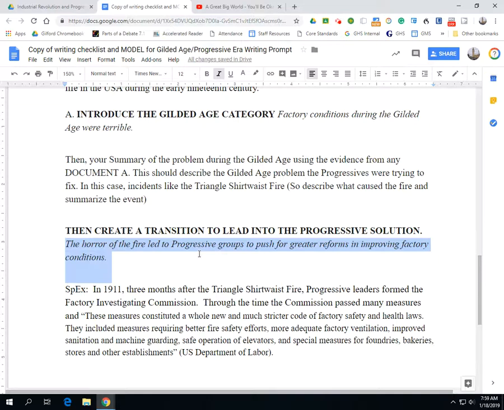So your transition and your bridge is not always going to look like the one that I have highlighted on the screen right now, but the idea is still there. I'm telling the reader that the horror of this particular event led people to push for greater reforms to improve factory conditions. So what I'm going to talk about next are those particular reforms. Just consider that as you go into your writing process. The intent of this sentence is to conclude the description of the problem and lead into what your specs is going to be about.